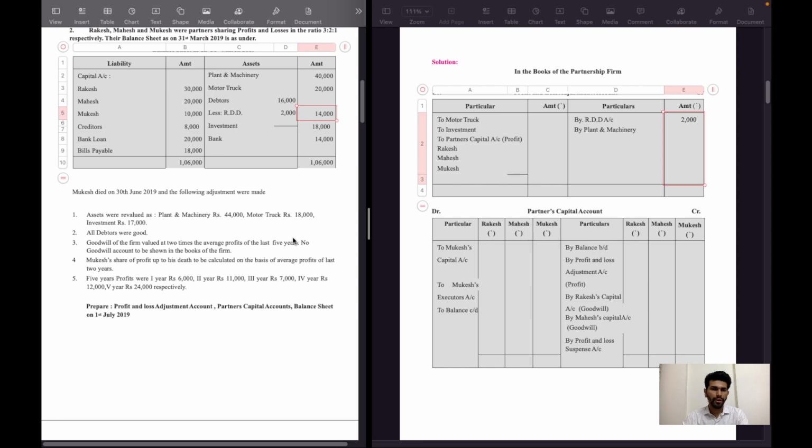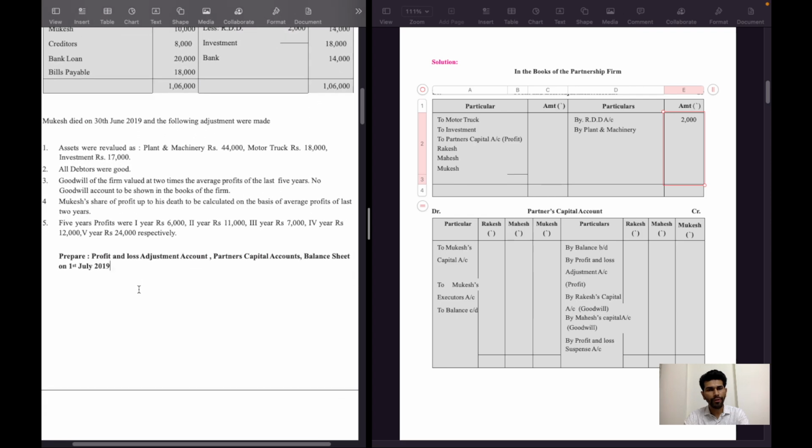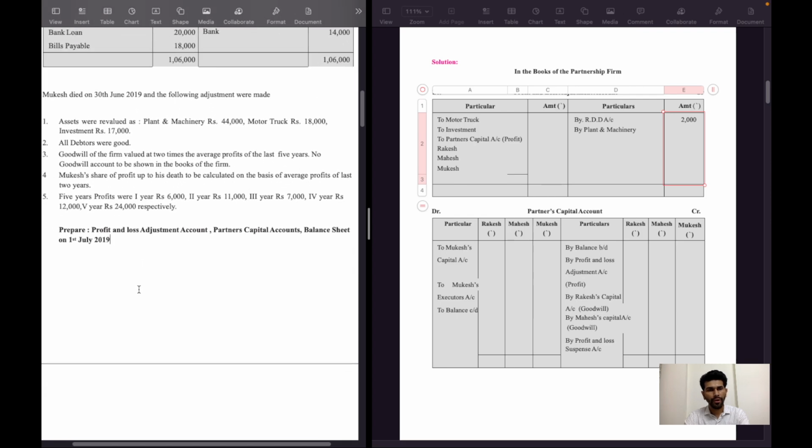Next, third adjustment, goodwill of the firm valued at 2 times the average profit of last 5 years, and no goodwill account to be shown in the books of the firm. It means goodwill will be raised up to the share of deceased partner, and then it will be written off among the continuing partners.